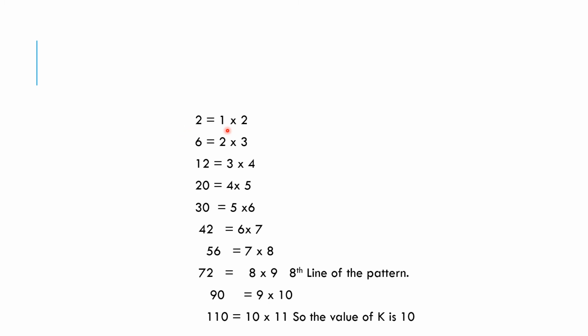2 is equal to 1 times 2, 6 is equal to 2 times 3, 12 is equal to 3 times 4, 20 is equal to 4 times 5, 30 is 5 times 6, 42 is 6 times 7, 56 is 7 times 8 and 72 is 8 times 9. So the 8th line of the pattern is 72 equals 8 times 9. And we also have to find the value of k. So 9 times 10 is 90 and 110 is equal to 10 times 11. So the value of k is 10.